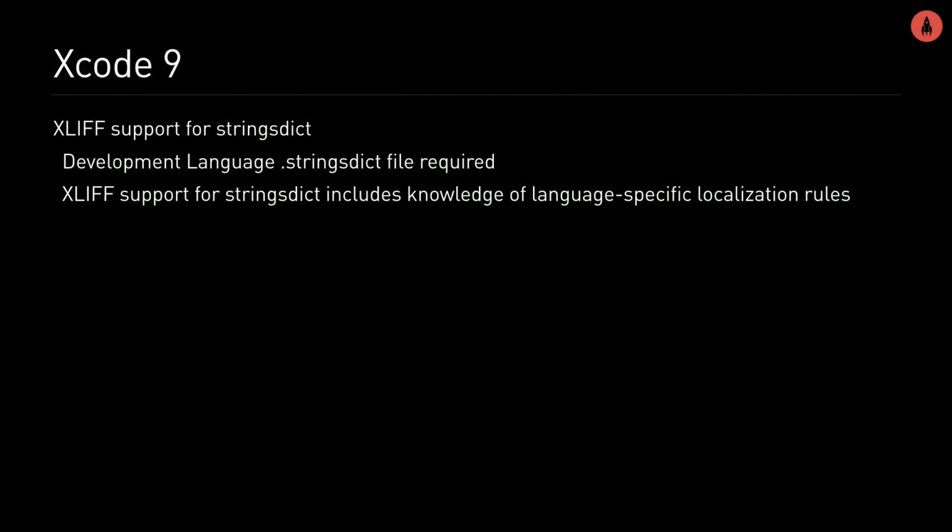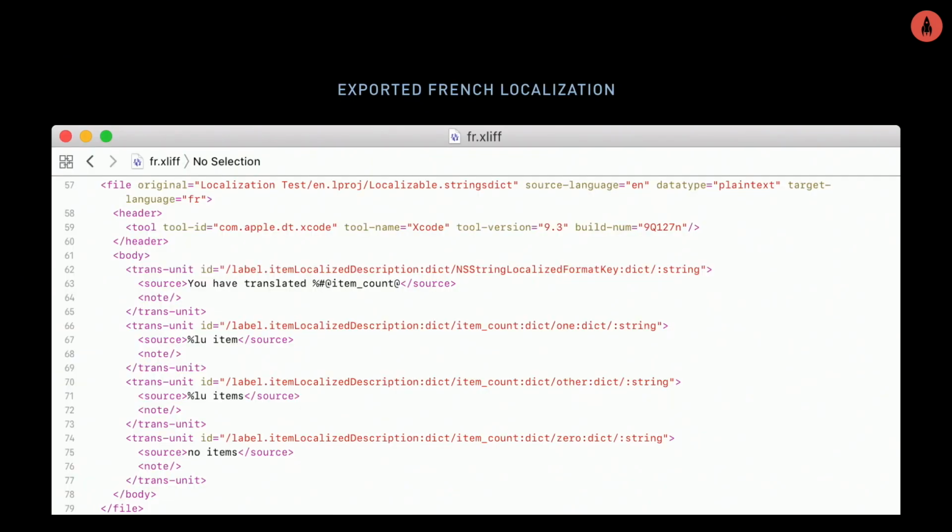Well, let's do an xlif export for that first string stick file I showed you. This is for French. You can see here we are requesting the full string. We've got item count in there as the source. And then we've got the rules for item count. We've got entries 0, 1, and other.